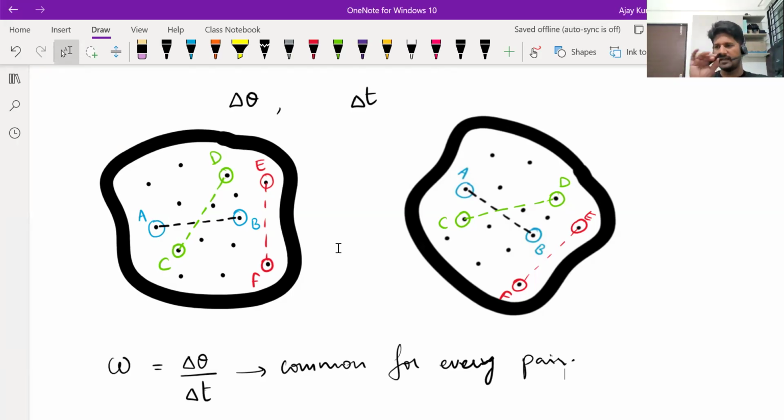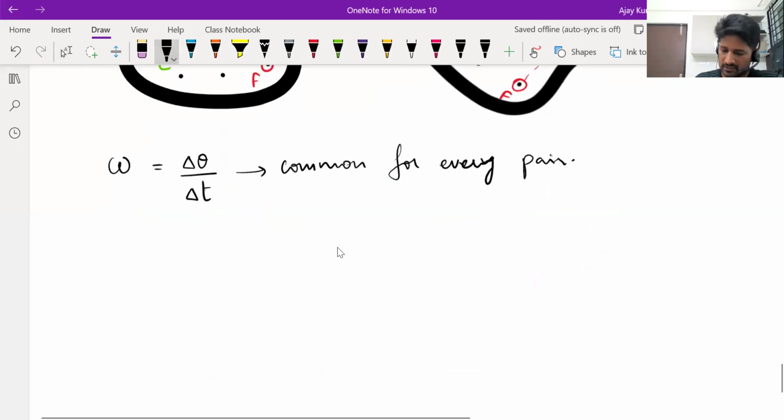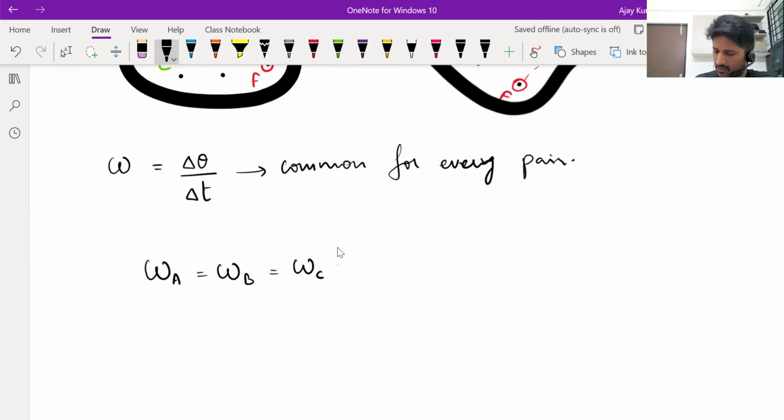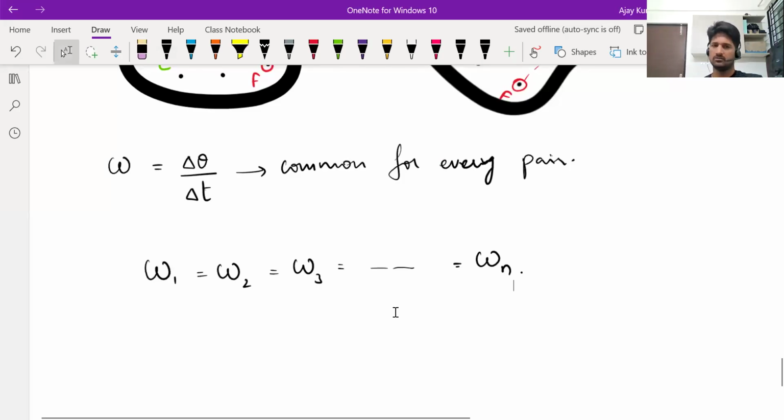Or if you draw a line connecting any pair of particles in a rigid body, all the lines must have the same rate of rotation. Otherwise, it's not a rigid body at all. So this is another condition for a rigid body. Omega of particle A should be equal to omega of particle C. Omega means angular velocity. Or let's number them: omega of the first particle should be equal to the second, equal to the third, equal to omega of the nth particle. So in a rigid body, different particles having different angular velocities is not possible.